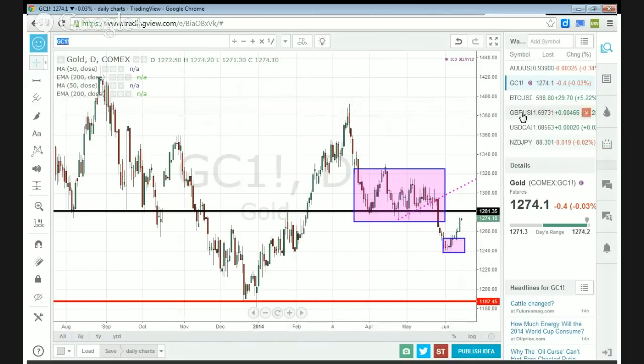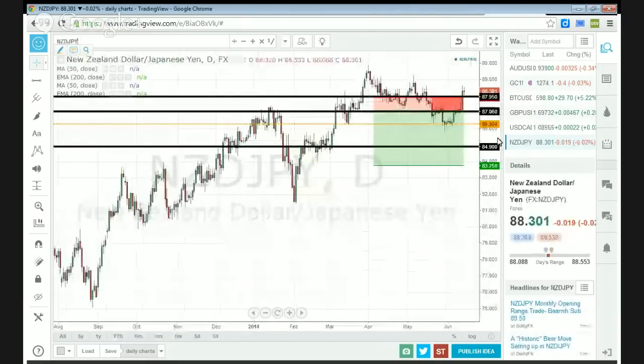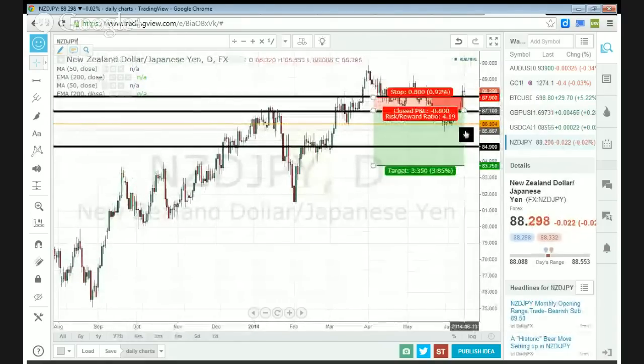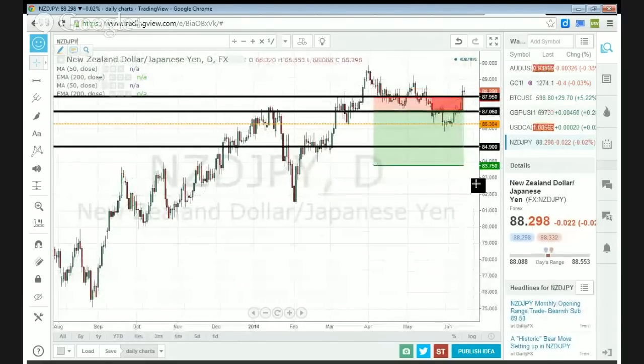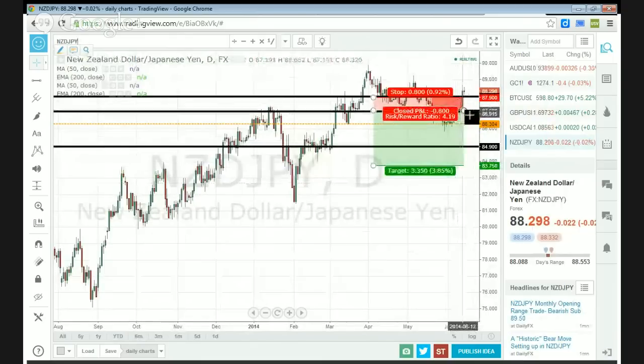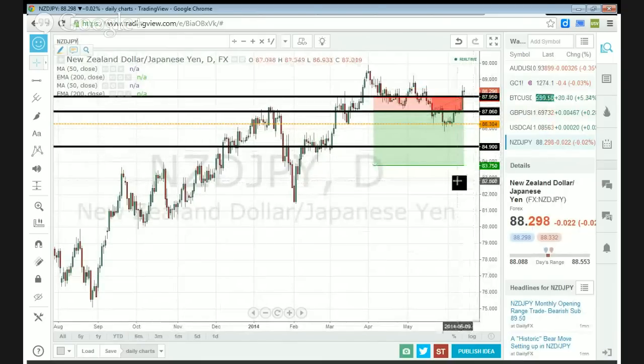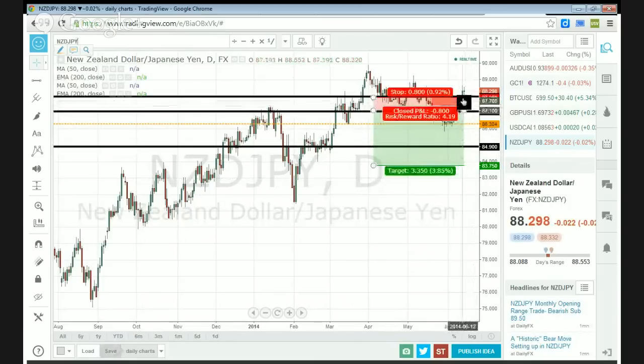Let's go to pound dollar. Well, let's go to Kiwi dollar first. And this trade, or Kiwi yen, excuse me, I had shorted Kiwi yen right here, right at 87.06. And then the Bank of New Zealand raised rates by 25 basis points, 0.25%. And that's when we got this huge up day in the Kiwi.